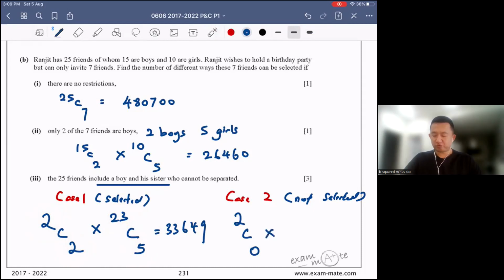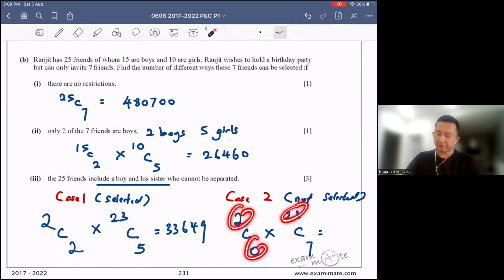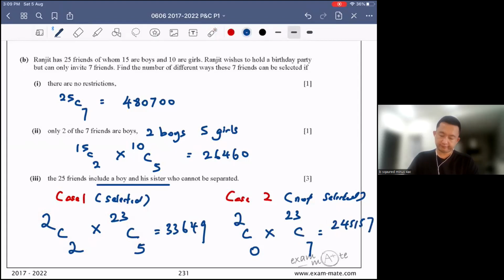And how many left? 23 left, and we need 7 more. Am I right? 2C0 meaning to say 2 of them are not selected at all. So when you add up, still 25, still 7. 245157. Okay. Add up case 1, add up case 2. Final answer: 278806. Okay. Next one.